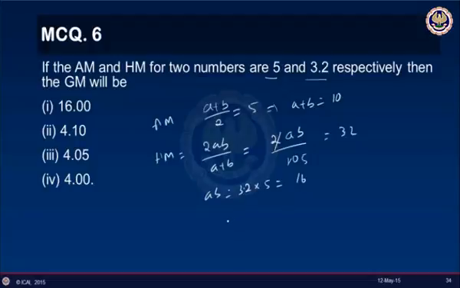So we have to find the value of GM. GM is the square root of AB, and the square root of 16 is 4. So the fourth one is the right option.